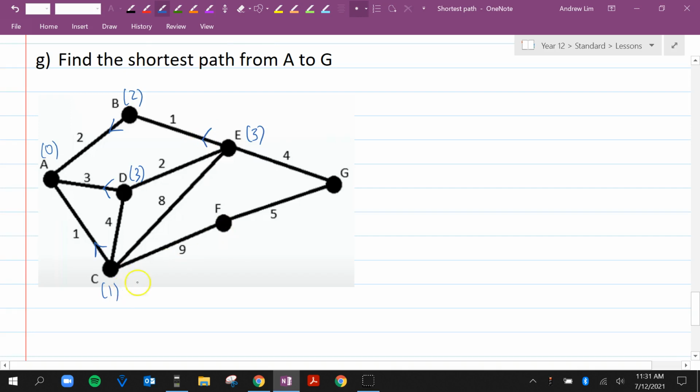Okay, F, 1 plus 9 is 10. And G, 3 plus 4 is 7. 10 plus 5 is 15, so it has to be the 7, and that's it. So now we just follow the arrows. So the shortest path is from A to B to E to G, and it has a weight of 7.